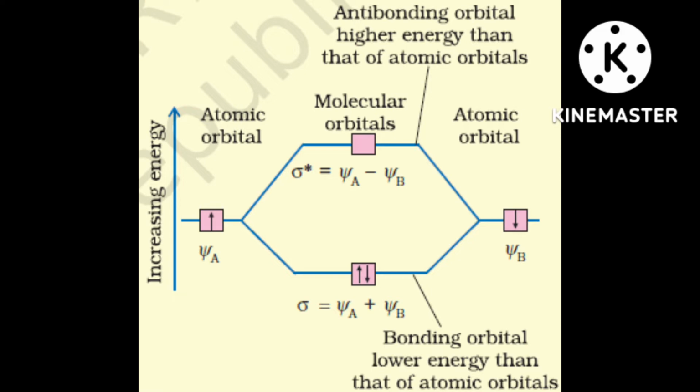Around the nucleus, electrons will be there in any atom. In the same way, here around the group of nuclei, because in a molecule there may be 2-3 atoms, the electrons will be distributed around the group of nuclei.